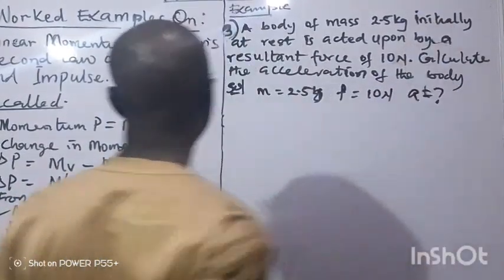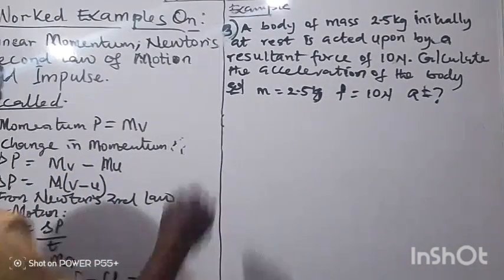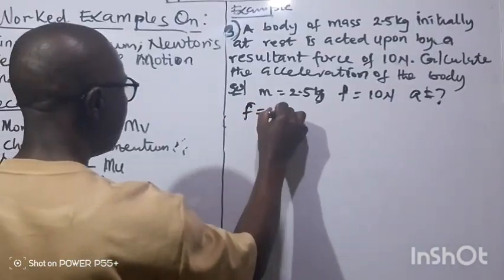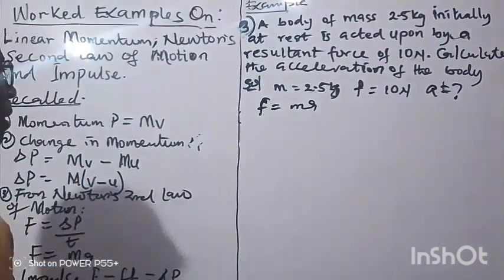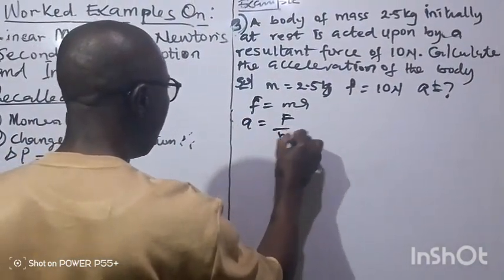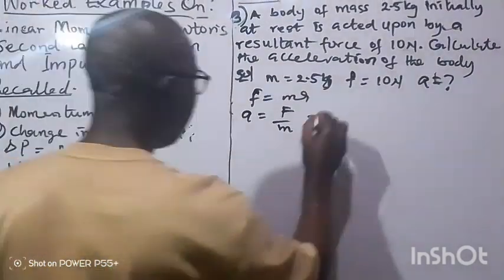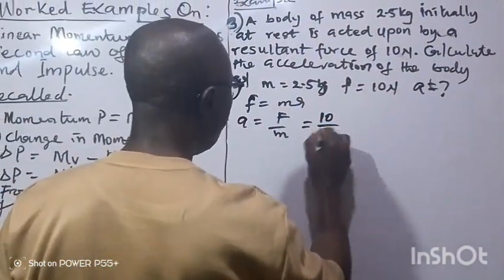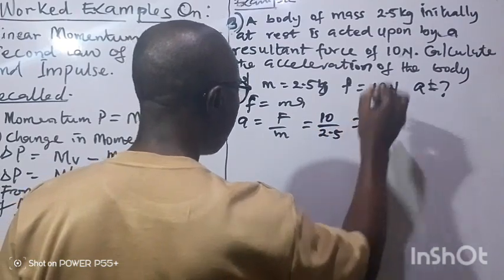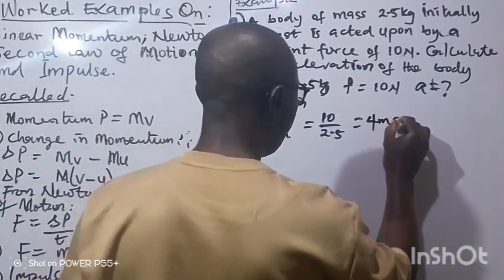A is not given. Now, if you look at our formula on the board, already we know that F is equal to ma, but we need a. Then a now is equal to F over m. And what is our F? That is 10. m is 2.5. So the answer will be 4 meters per second squared.